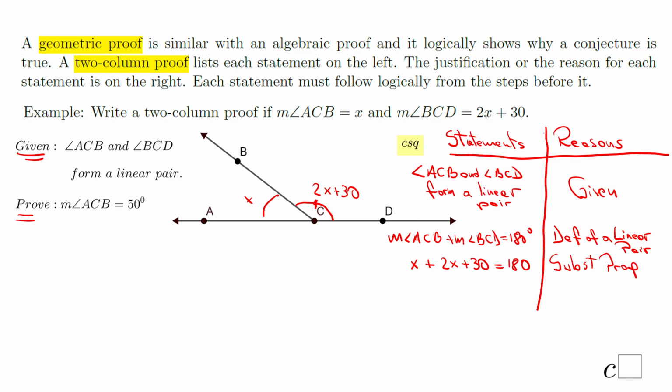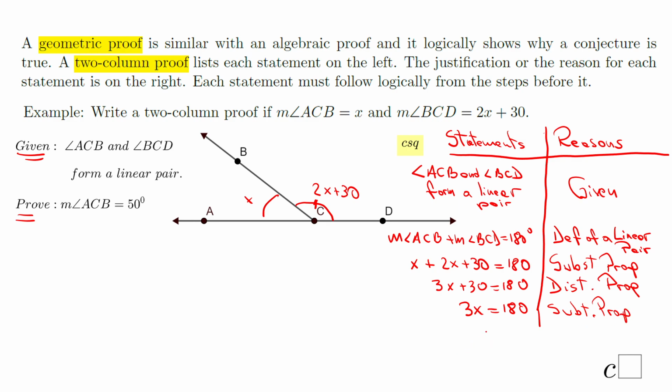In fact, the substitution property of equality here. Okay, and then you remember we have these two terms of x's. We combine them in algebra. 3x plus 30 equals 180. In geometry, I'm going to say distributive property. Then I'm going to subtract 30 on both sides to get just 3x. That will be the subtraction property of equality.